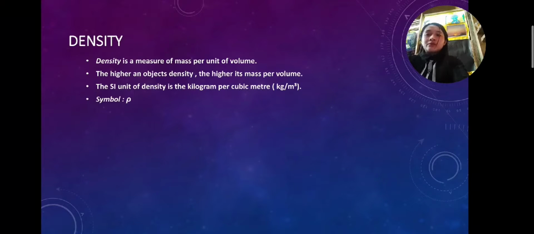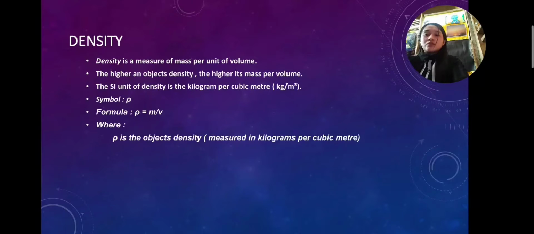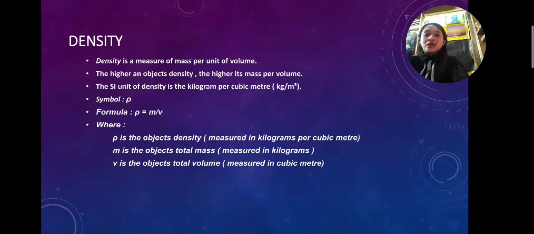The symbol is usually the letter P, or you can also use the letter D. So we have the formula: density equals mass over volume. Here, density is the object's density measured in kilograms per cubic meter, M is the object's total mass measured in kilograms, and V is the object's total volume, measured in cubic meters.